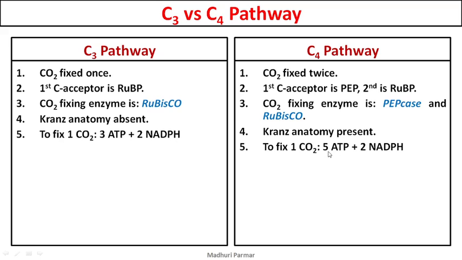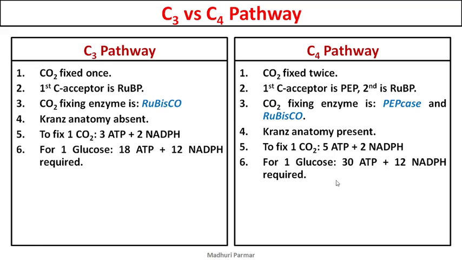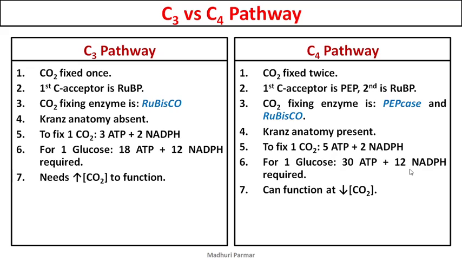Okay, so 2 plus 3 gives you 5 ATP plus 2 NADPH. So for one glucose molecule, this was for one carbon dioxide. If we want to talk about one glucose, which is everything multiplied by 6, right? 6 carbon dioxide make one glucose. So for one glucose molecule, you require 18 ATPs and 12 NADPH in case of C3 pathway, while in case of C4 pathway you require 30 ATP, okay, 5 6s are 30, plus 12 NADPH.